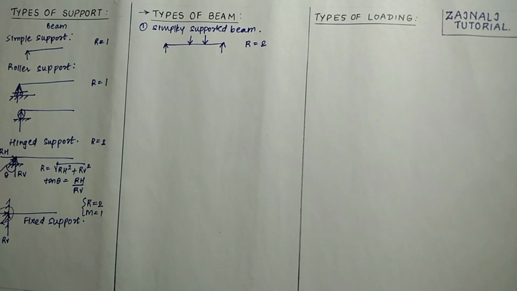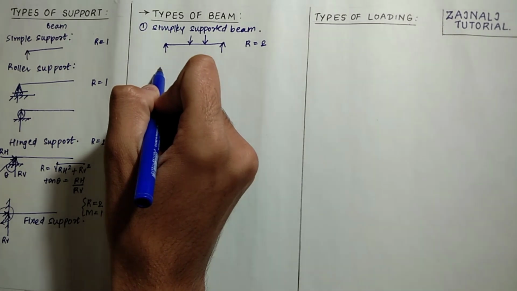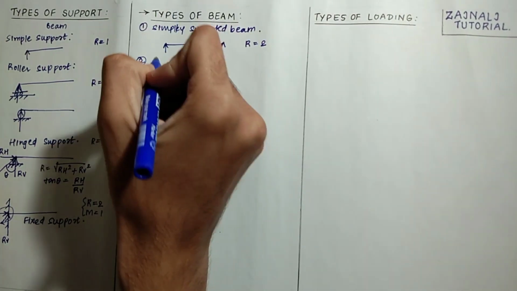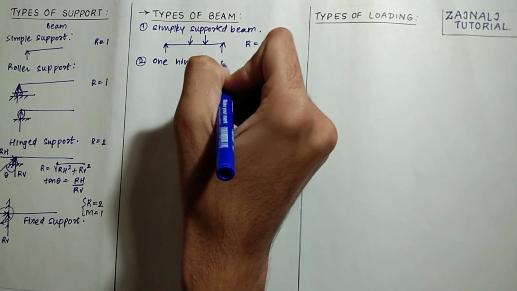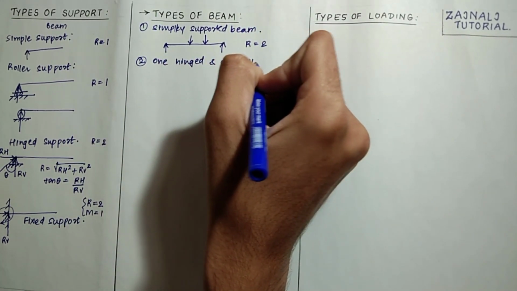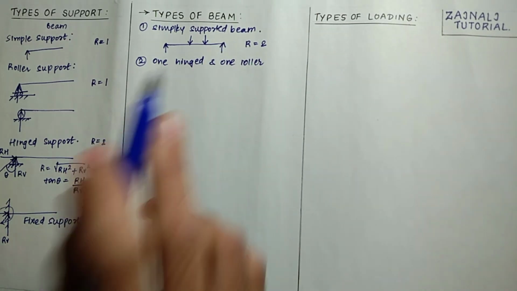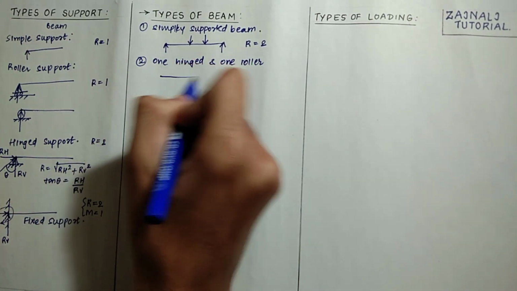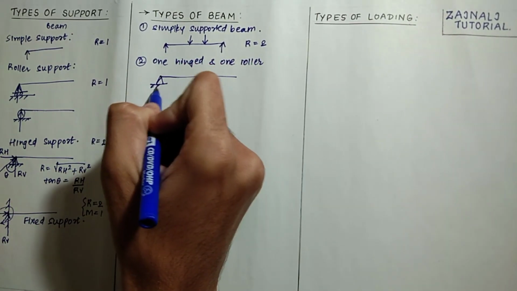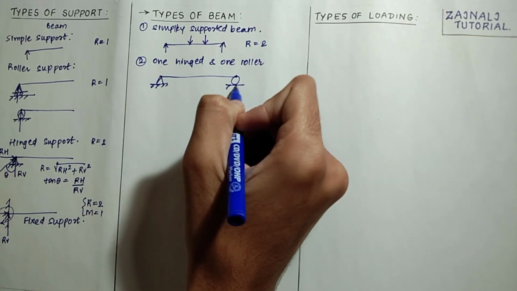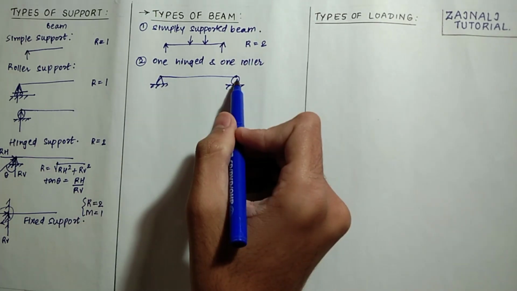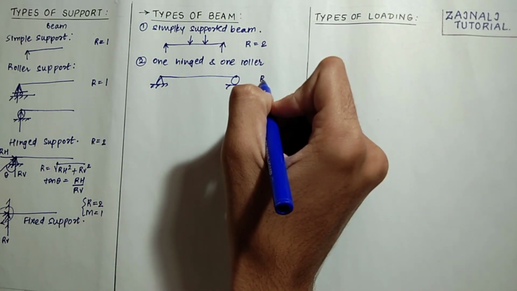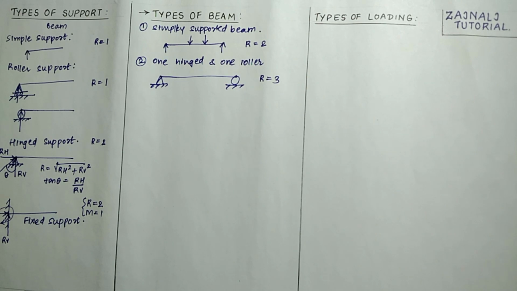Now another type of beam is the beam with one hinged and one roller support. This type of beam is most used. As there are two reactions in the hinge support and one reaction in the roller support, the total number of reactions will be equal to 3.